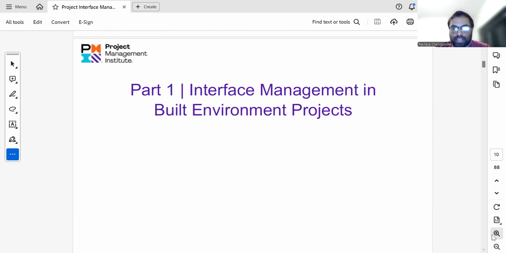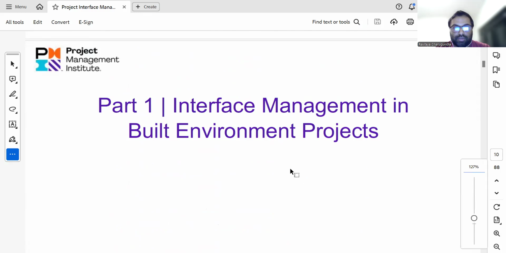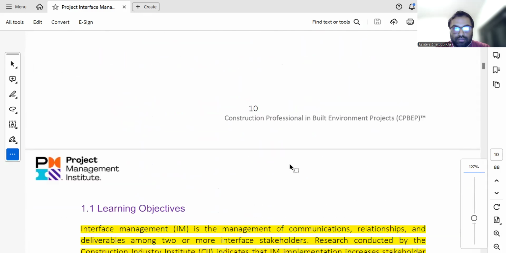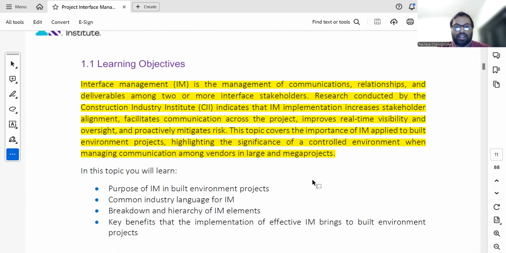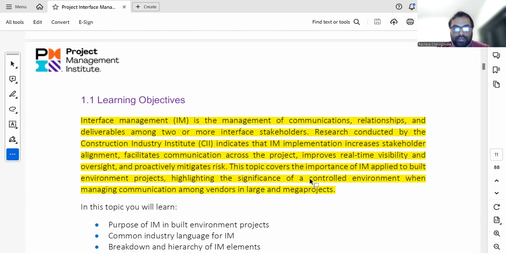So the first topic is interface management in built environment projects. Here is the learning objective of interface management. Interface management is the management of communication, relationship, and deliverables among two or more interface stakeholders. Research conducted by CII indicated that implementing interface management increases stakeholder alignment, facilitates communication across the project, improves real-time visibility and project oversight, and proactively mitigates risk.